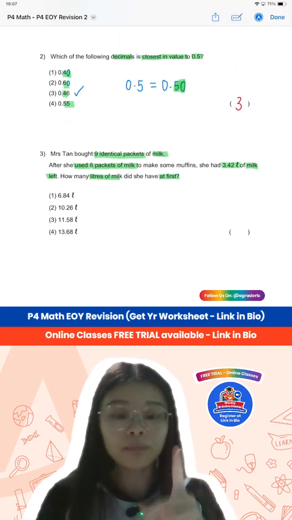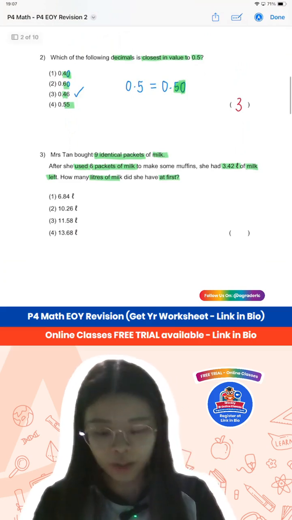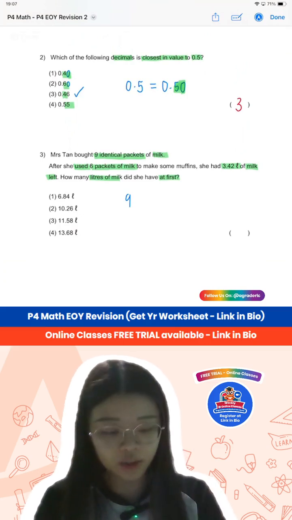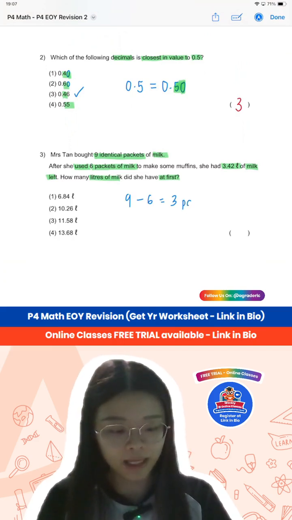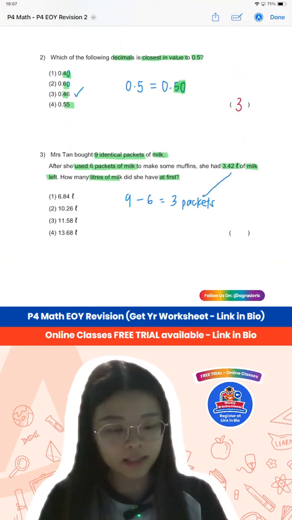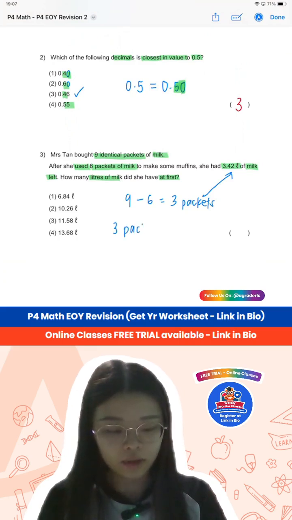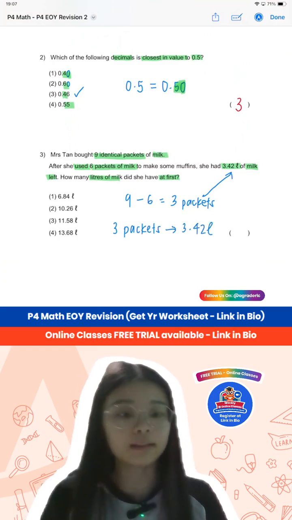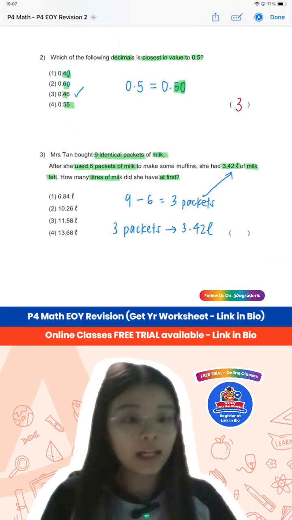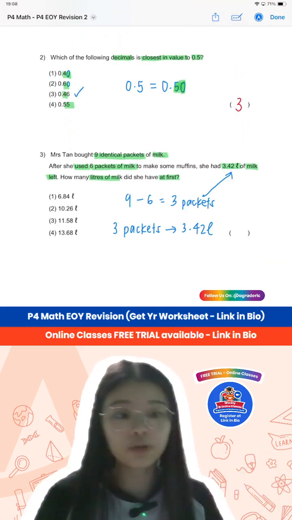Okay, 9 packets of milk. She used 6, right? All we need to do is to take out the milk that she has used. So 9 minus 6 gives me 3. Okay, this means 3 packets. And then we know that this 3 packets is the 3.42 liters. So I can write it out: 3 packets is equivalent to 3.42 liters. And then like what M says, 3.42 times 3.